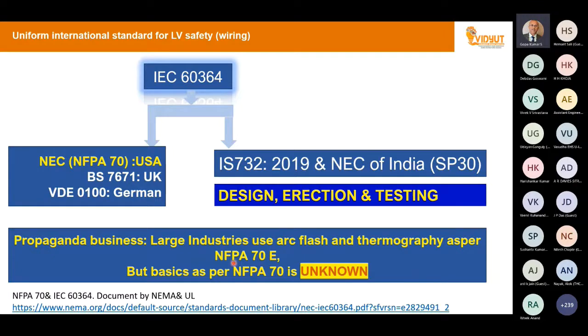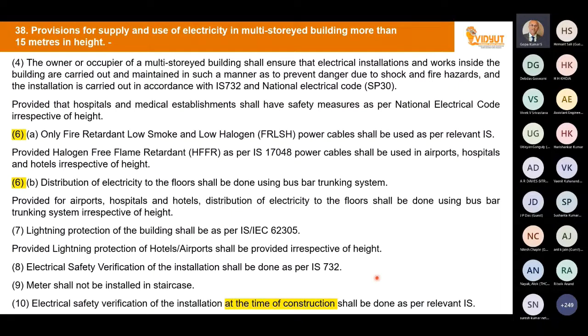But once we ask, have you tested fault loop impedance and found out the tripping time of your MCB? The very basic, simplest test, then they say, oh, what is fault loop impedance? We don't do all these small things. We do only the biggest thing. So please understand that what is written in IS 732 is the fundamental basic requirement. So the basics as per NFPA 70 are unknown, but we always call for the bigger ones. This is called the propaganda business. So our regulations and rules must be free from such propaganda business.